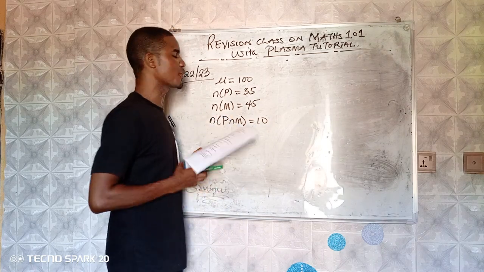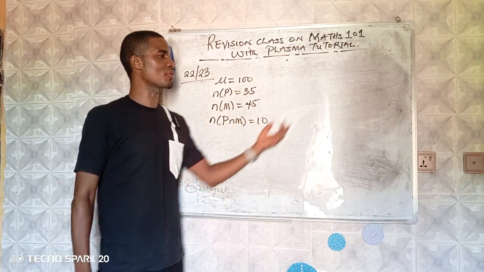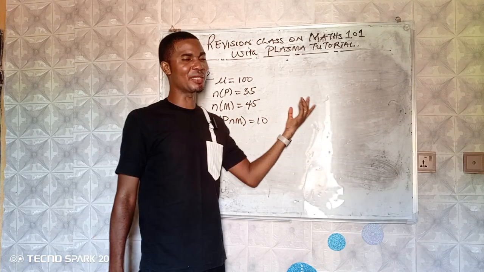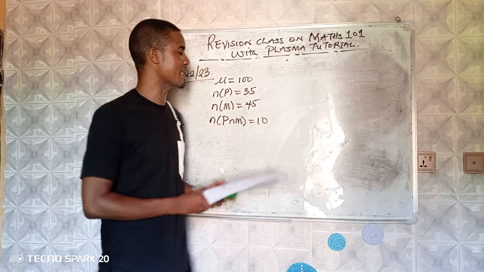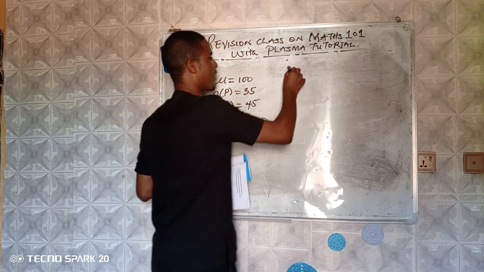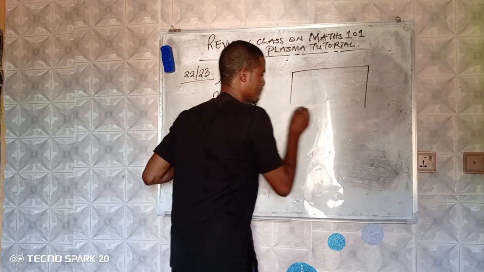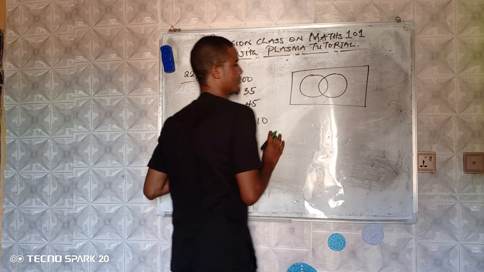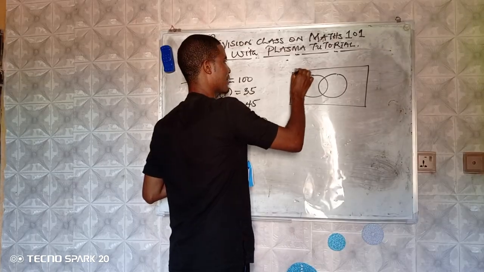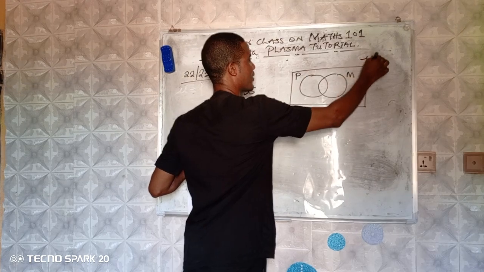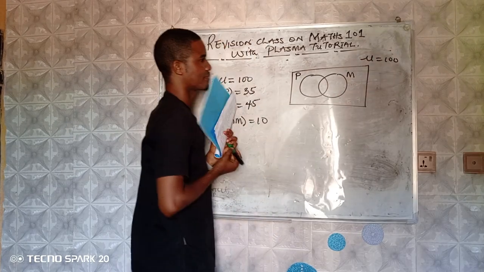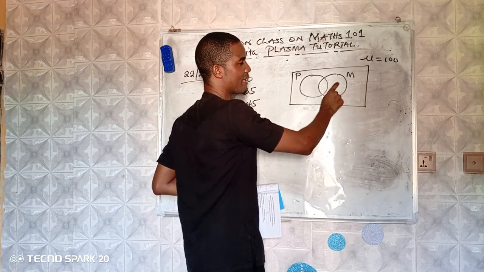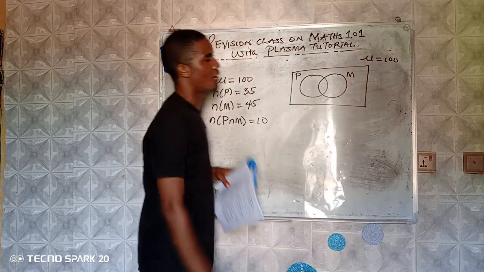Now listen, for you to do set theory very well, for you to do Venn diagrams very well, you must be able to represent the information in a Venn diagram. That is the number one thing. So let's see this. If I have the universal set, I have two sets inside it. This is physics. This is math. And my universal set is 100. If I add all the elements of physics plus all the elements of math, it should give me 100.